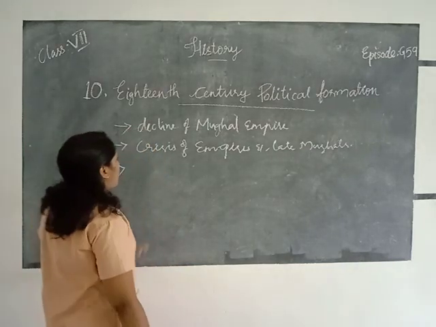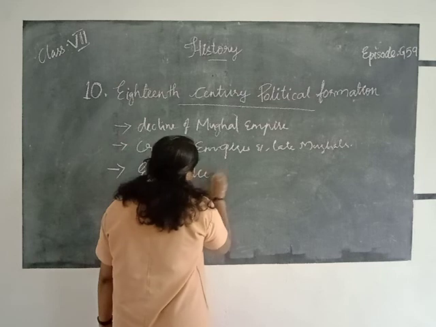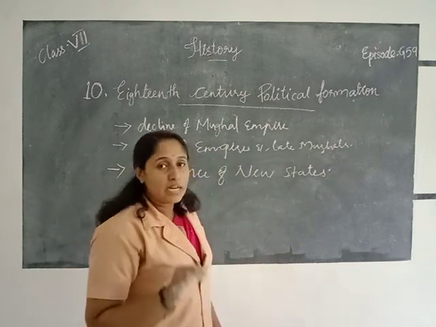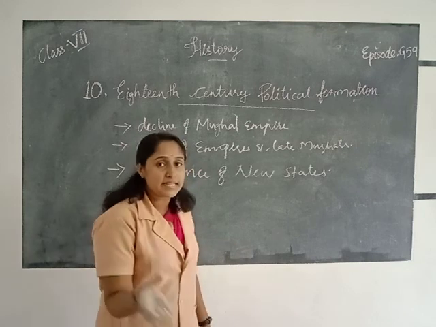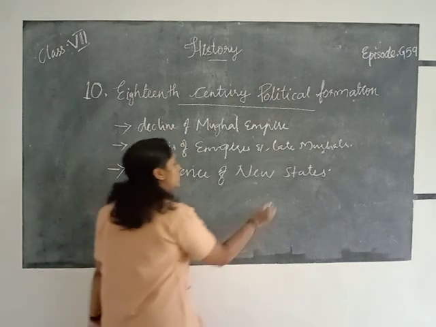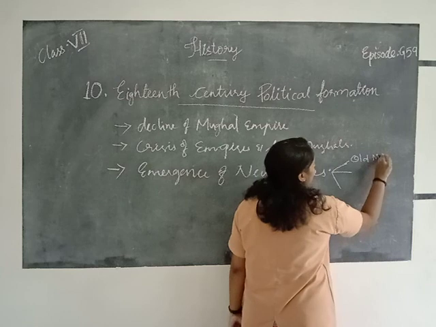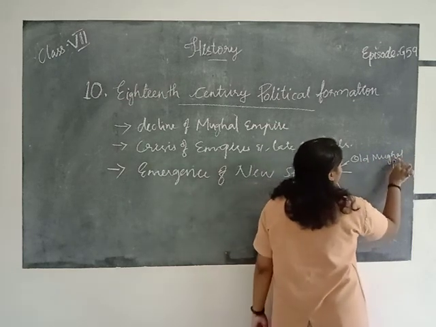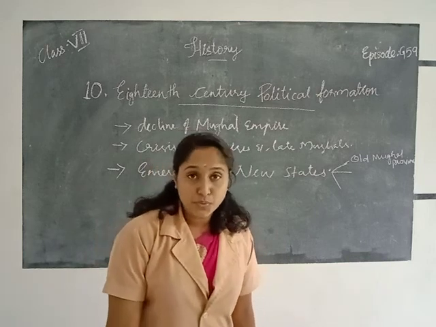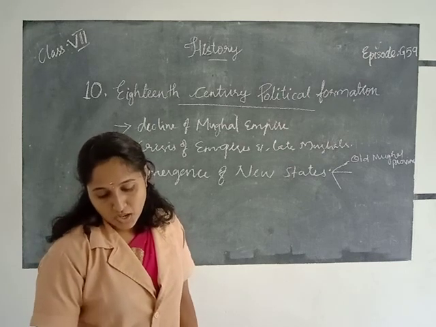The next concept that we learned about is the emergence of new states. Because of the decline of the Mughal Empire, a lot of new independent states emerged in the 18th century. Right? The states can be divided into three groups. What is the first group? That is known as the old Mughal provinces. And the next one is under the rulership of the Rajputs. What was this known as? That is known as Vatanjagirs.